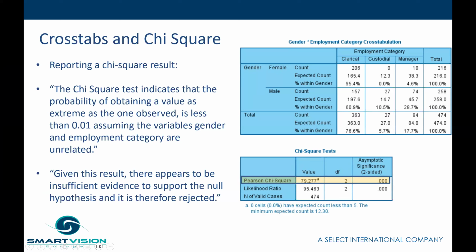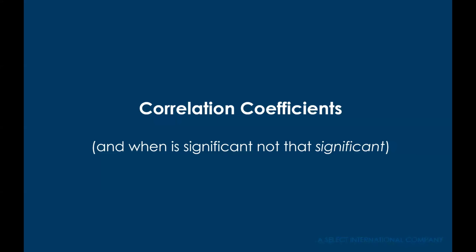So if we were reporting this, we'd say the chi-square test indicates that the probability of obtaining a value as extreme as the one observed is less than 0.01, or in this case, even 0.001 if you want to be really correct about it, assuming the variables gender and employment category are unrelated. Given this result, there appears to be insufficient evidence to support the null hypothesis, and it is therefore rejected. Okay, so that's crosstabs and chi-square.